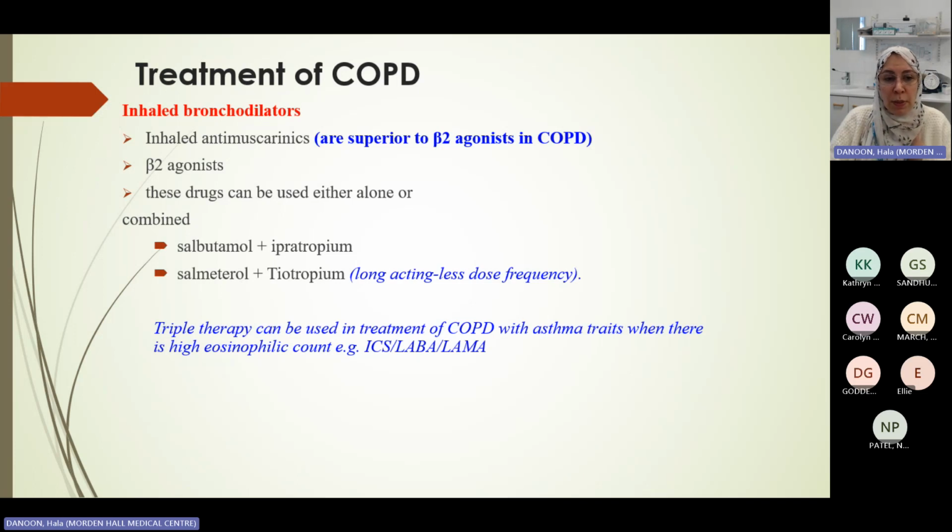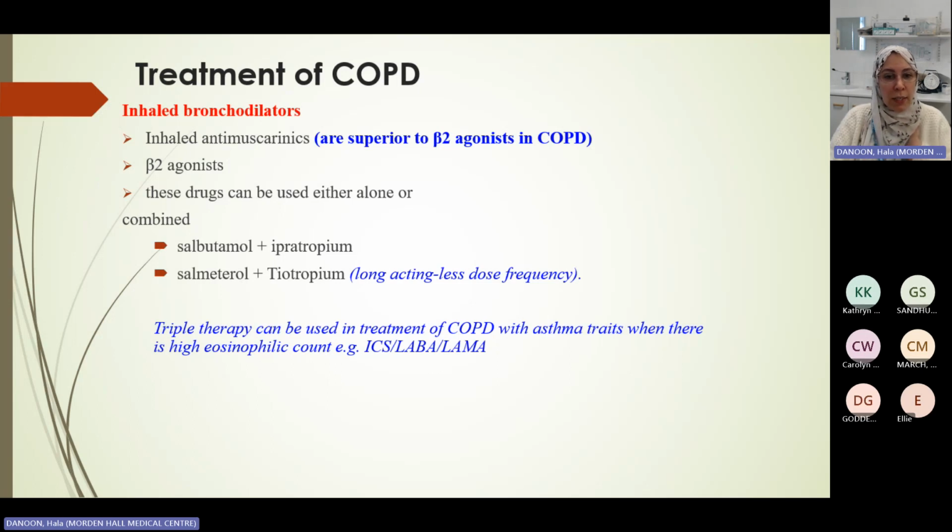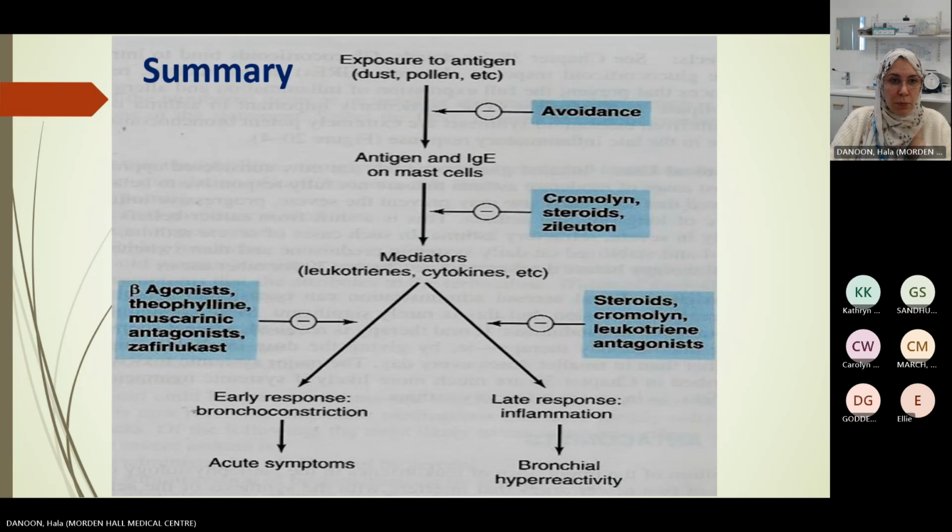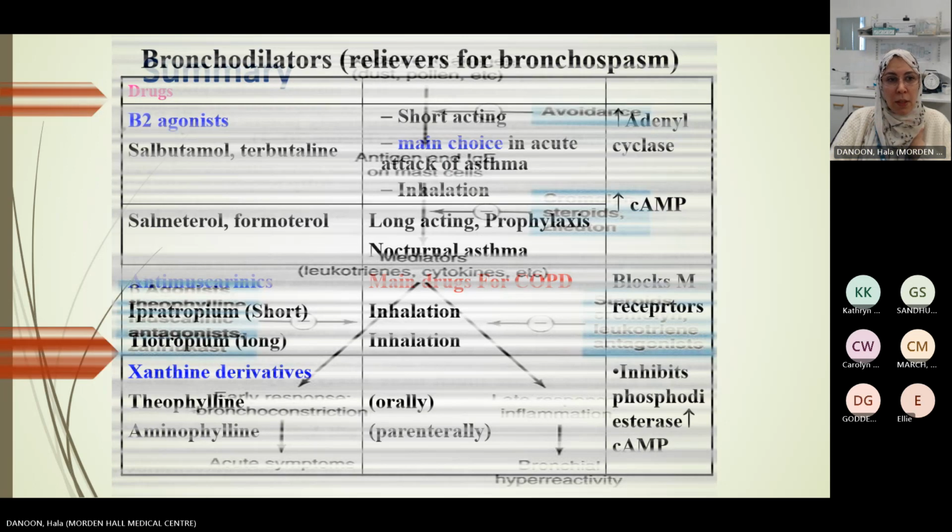There's also triple therapy, so patients who have traits of asthma and COPD can have an inhaled corticosteroid, a long-acting beta agonist, and a long-acting antimuscarinic medication. So in summary, this just shows you how the different medications will affect the cascade of inflammation in the lungs and the response that we will get.